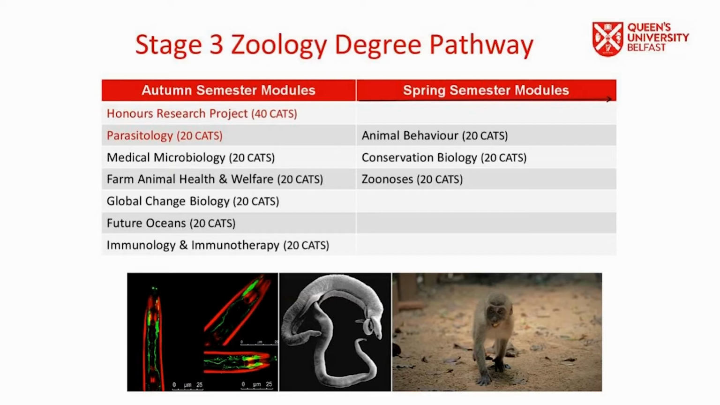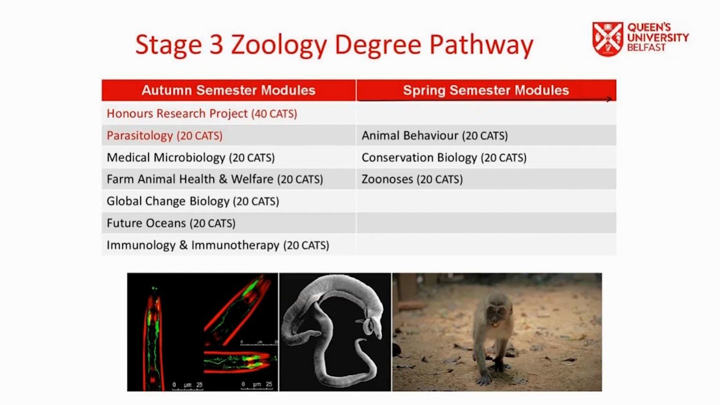It also examines the developing problem of antibiotic resistance and the need for new control practices. This is something that is very important as the human population continues to expand, and we also see an increase in agricultural intensification. Both factors facilitate parasite transfer. For your last 20 cats, you can choose between medical microbiology, farm and animal health and welfare, global change biology, future oceans, immunology, and immunotherapy. So a very good choice of modules.